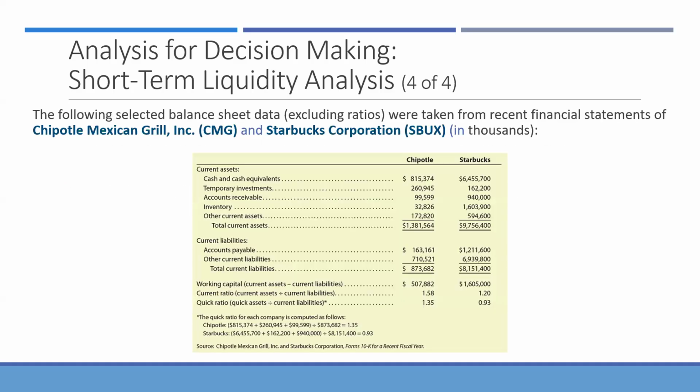For example, we have Chipotle and Starbucks. Chipotle has a working capital of 507 million, and we take current assets minus current liabilities for that. And then, current assets minus current liabilities, Starbucks has 1.6 billion in working capital.